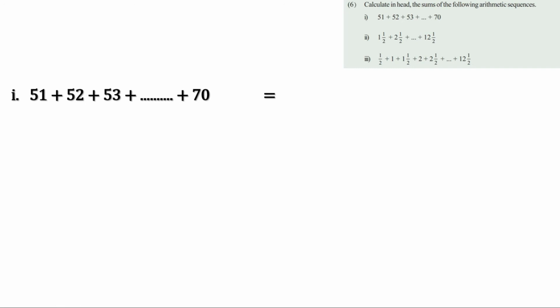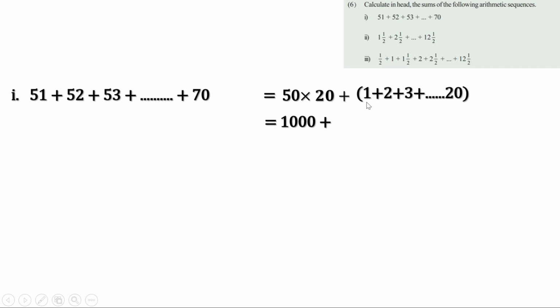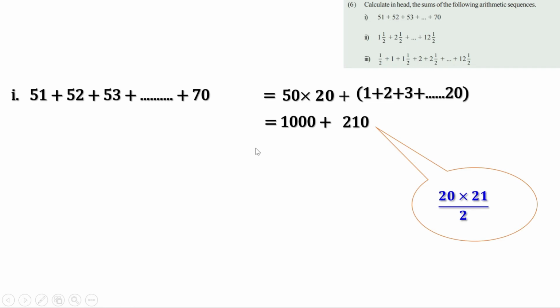So let us take all the 50s together. How many 50s are there? 20 50s, or we can write 50 into 20. Here we have taken 50s from all these terms. What remains now? 1 plus 2 plus 3 up to 20. Now 50 into 20 is 1000, and we know this is the sum of the first 20 natural numbers, that is 20 into 21 by 2, or 10 into 21, that is 210. Adding we get 1210. This way you can calculate this in your mind itself.